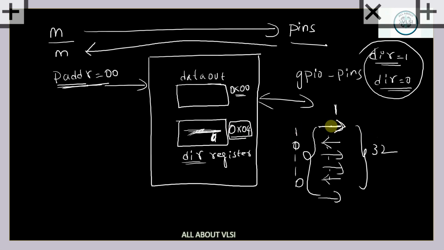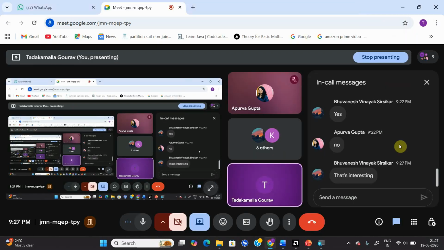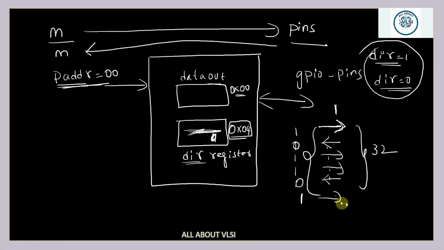Let's say suppose here we are configuring 6 pins: 1, 2, 3, 4, 5, 6. Then the register content that should be present is 1 0 1 1 0 1. This is what the register content should be, so that you are going to perform this particular operation. I think it is clear, right? Yeah, so this is what is happening.